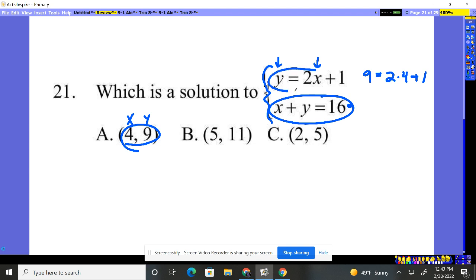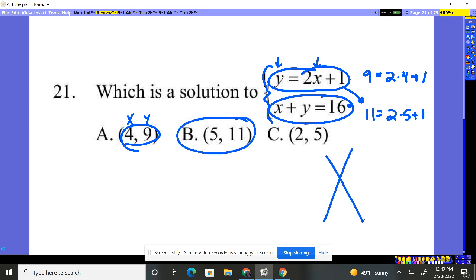Let's now plug into this equation. So I'll do it right here. Y is 11. Does that equal 2 times 5 plus 1? Yes, it does. So 5, 11 is the point. Technically, it's where those two lines cross. It's the point that is on both those graphs.